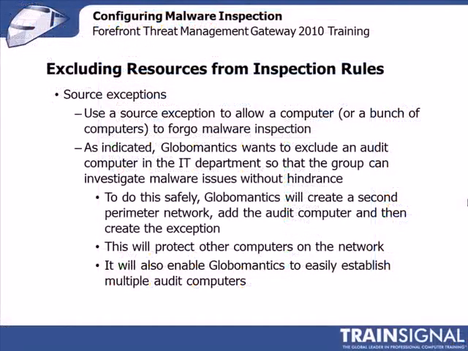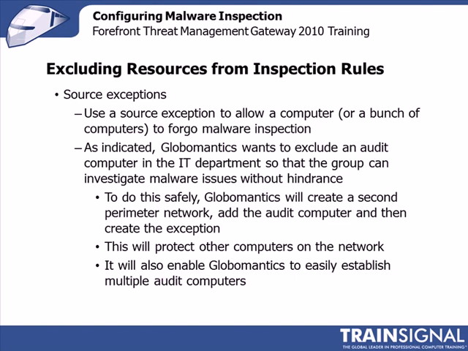Now that you understand destination exceptions, let's talk about source exceptions. This time we're going to use a source exception to allow a computer or a bunch of computers to forego malware inspection. So your users will be sitting at a computer, and no matter where they go, they will not be subjected to malware inspection because that specific computer as a source is being exempted from that rule set.